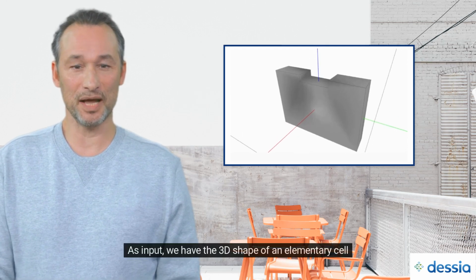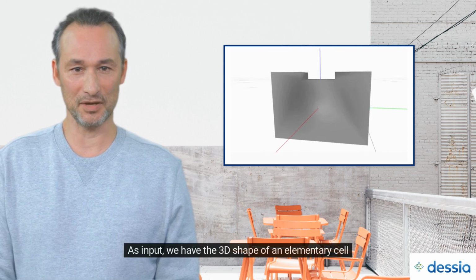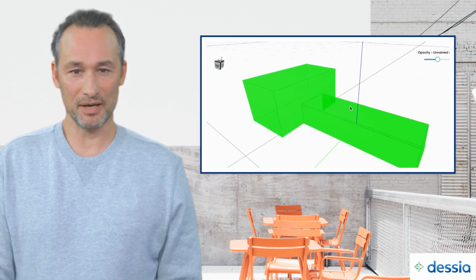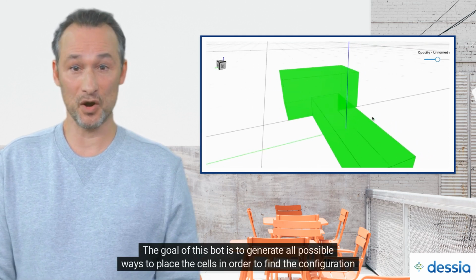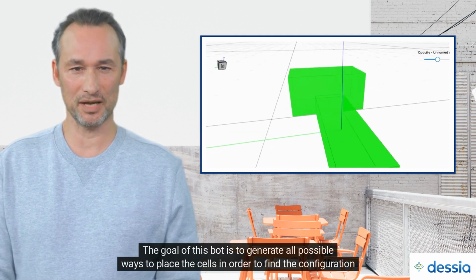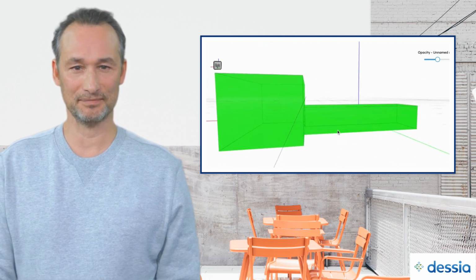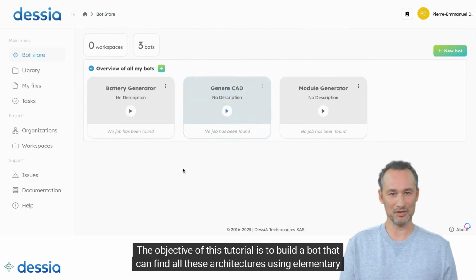As input, we have the 3D shape of an elementary cell and a 3D implantation volume. The goal of this bot is to generate all possible ways to place the cells in order to find the configuration with the maximum number of cells. The objective of this tutorial is to build a bot that can find all these architectures using elementary components.